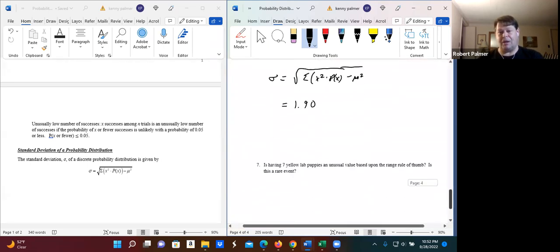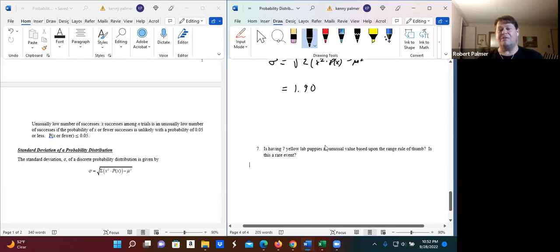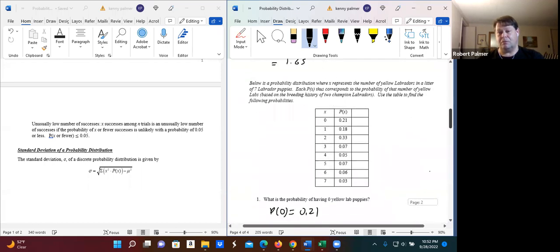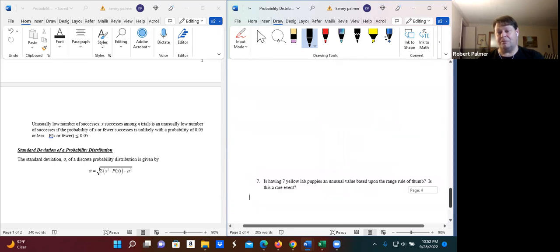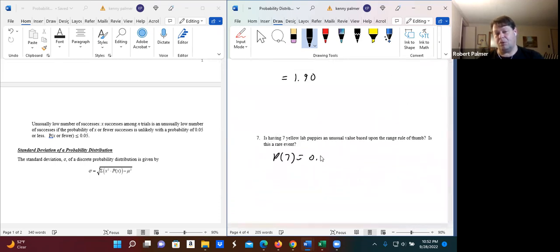Okay, last question. Is having 7 yellow puppies an unusual value based on the range rule of thumb? Is this a rare event? First off, let's find the probability of 7. Going back to our probability distribution, 7 is 0.03, or about 3%. And intellectually, we think that's probably unlikely, to get all yellow labs.